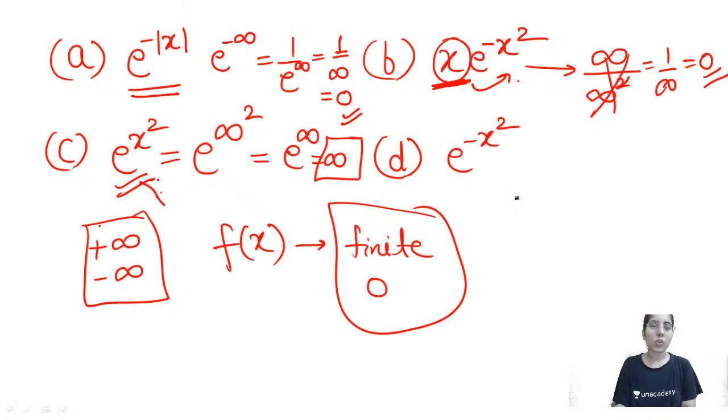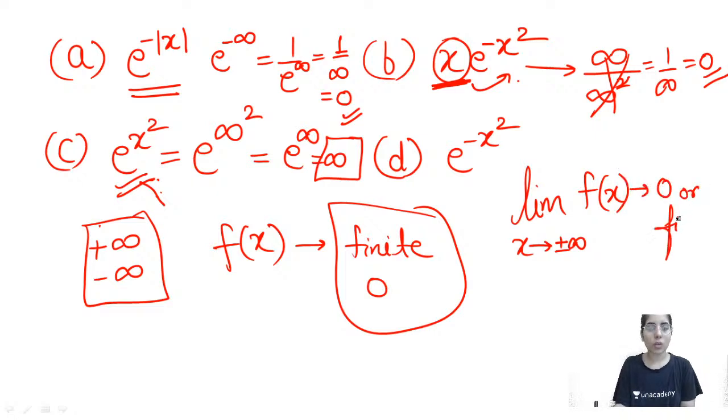So you just need to apply the limit on x, check it for plus minus infinity for that given function. If you are getting 0 or finite value, that means you can find its Fourier transform and it will exist. If you can't find it, if you are getting infinity, that means you can't find the Fourier transform of that given function. Is this clear till this point?